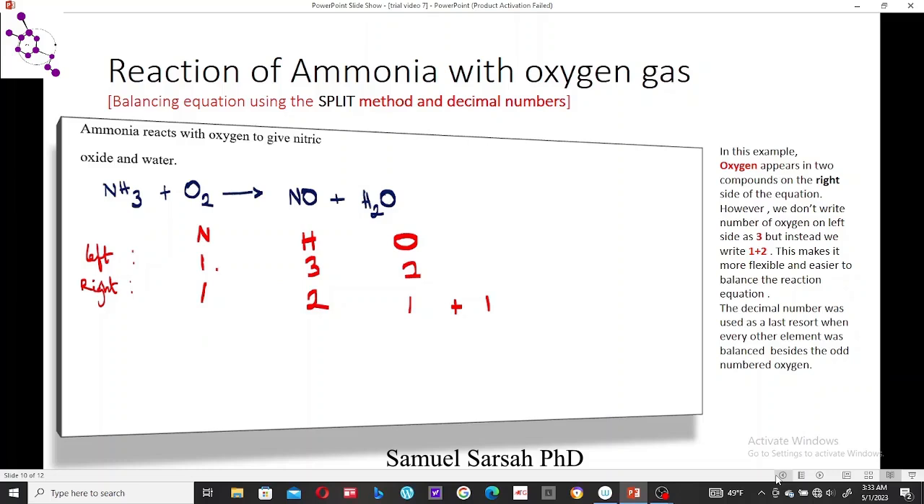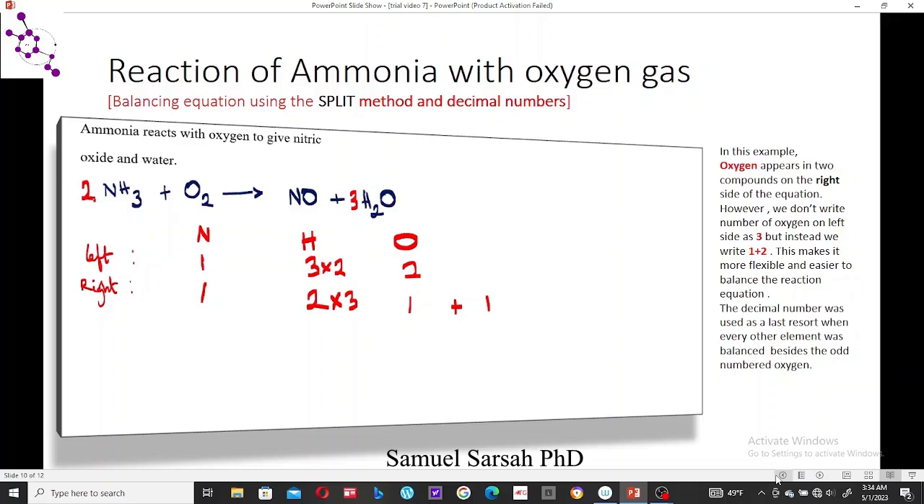So the nitrogens are fine, they are okay now. The hydrogens, we have 3 on the left side and 2 on the right side, so they are not balanced. Let's balance them. We can multiply this by 2 and then this by 3. So doing that, that means we have to multiply this by 2 and this by 3. So the hydrogens are fine now.